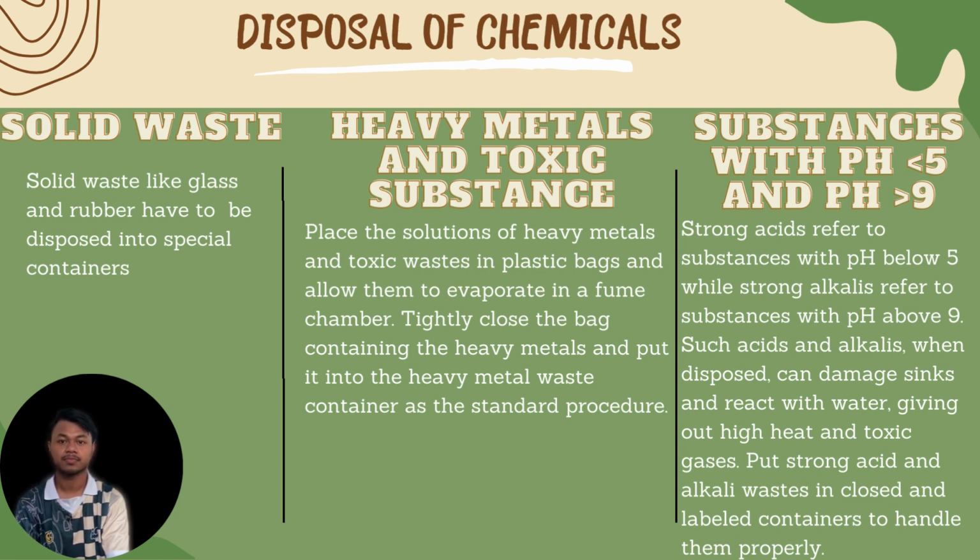procedure. Lastly, if the chemicals are substances with pH less than 5 and pH more than 9, such as acid and alkalis, when disposed, they can damage sinks and react with water, giving out high heat and toxic gases. Put strong acid and alkali waste in a closed and labeled container to handle them properly.